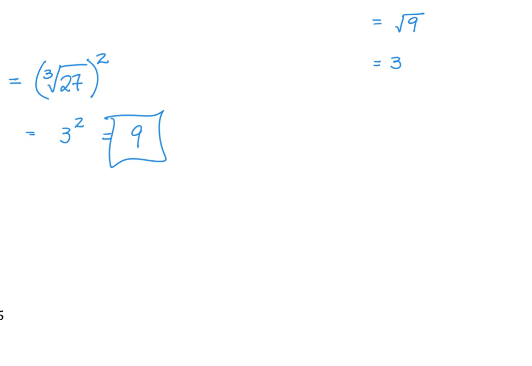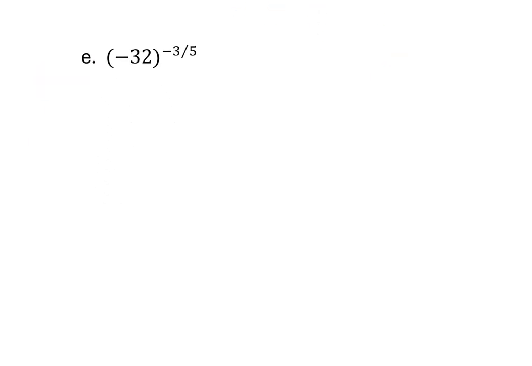All right, last one. All right, we have negative 32 to the negative 3/5. All right, the first thing I'm going to do is I'm going to take care of my negative exponent. And remember that what we're going to do is we're just going to move it to the bottom.